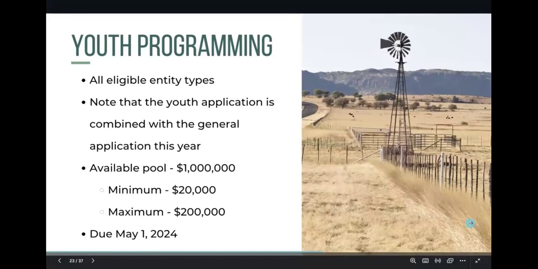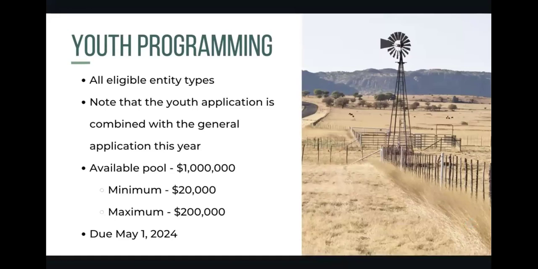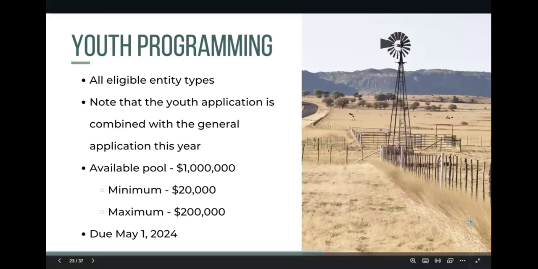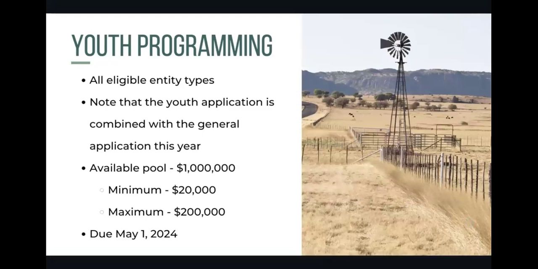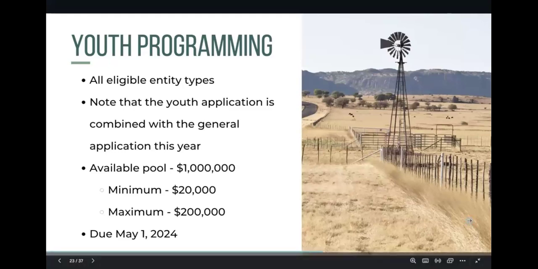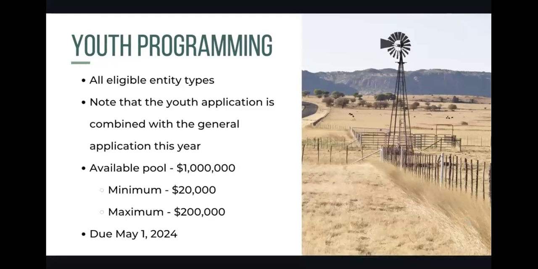The available pool we have this year for youth programming is $1 million. The minimum amount that we request you put into your program funding is $20,000. The maximum amount that you can apply for is $200,000. Our open date for our RFA this year, it opened on March 1st. Our close date is May 1st. In the past, youth programming projects may have opened and closed on separate dates, but they will be closing on the same date as our general application process. So May 1st, 2024 is the deadline.